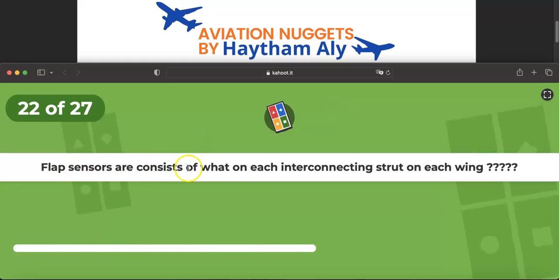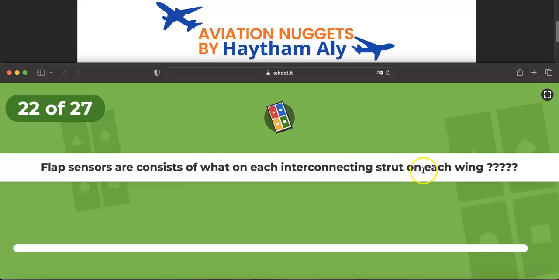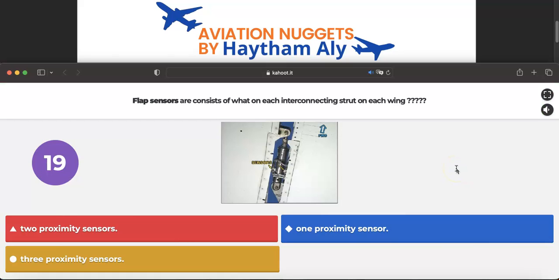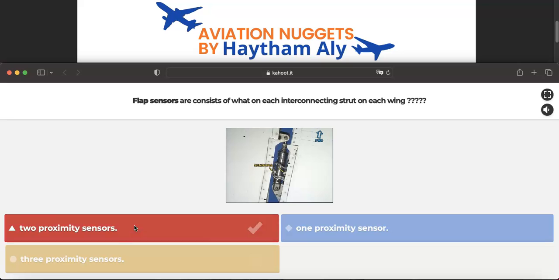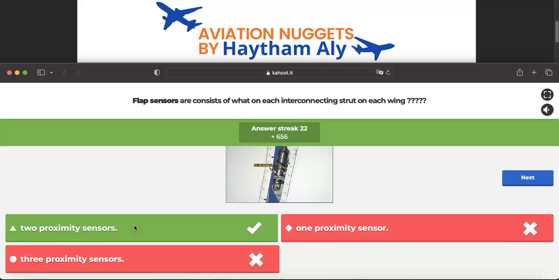Flap sensor consists of what on each interconnecting strut on each wing? Yes, we have flap sensors interconnecting the inboard and outboard flap. Each flap sensor consists of 2 proximity sensors, 1 proximity sensor, 3 proximity sensors. Flap sensors are 2 proximity sensors. We have 2 proximity sensors on each interconnecting strut connecting the inboard and outboard flap.